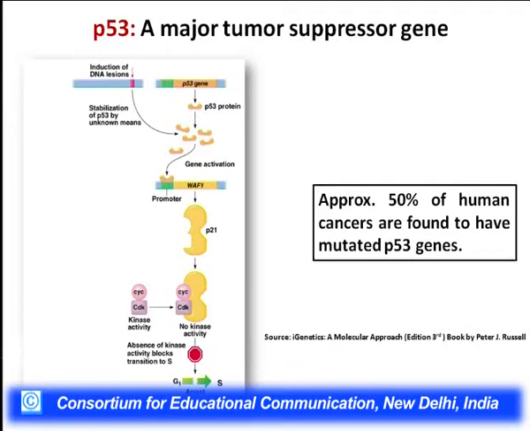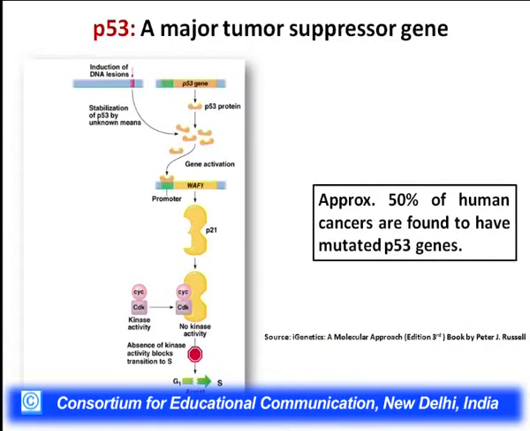P53 is a major tumor suppressor gene, and it has been said that about 50% of human cancers have a mutated P53 gene. So what happens is, as soon as there is a DNA lesion or DNA damage, it activates the P53 gene. The P53 gene produces proteins called the P53 protein. These go and activate the gene which produces the P21 protein. Now, this P21 protein binds to the cyclin or the CDK, which helps in the transfer of the cell from G1 to S phase.